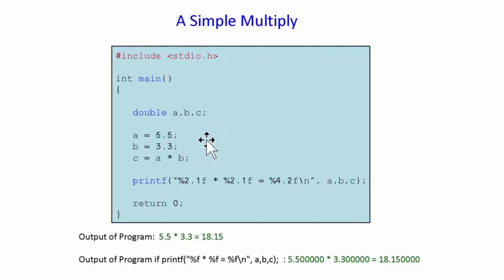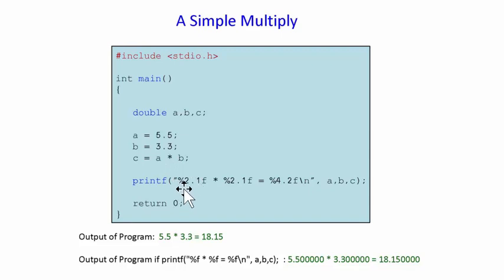So A gets 5.5, B gets 3.3, and then we're going to do an operation. C is equal to A times B. And for now, just pretend that you knew that the multiply was the asterisk symbol. Then what we can do is come along and print out the result.